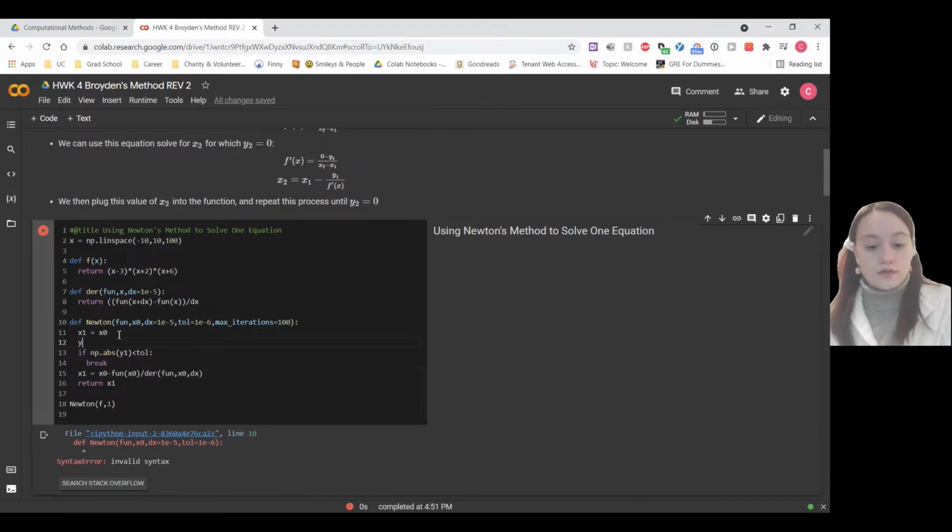And our y1, of course, is the value of the function at x1. So if this y1 is close enough to 0, then we don't need to iterate any more times. If that's not the case, then our updated x1 will be equal to x1 minus our y1 value divided by the derivative of the function using x1 and dx.